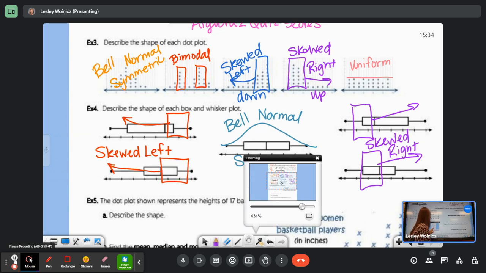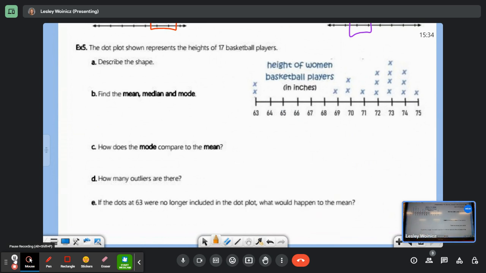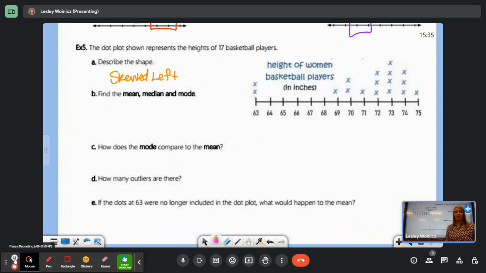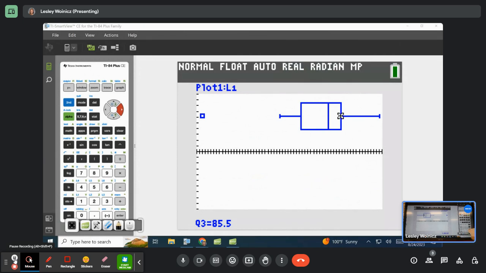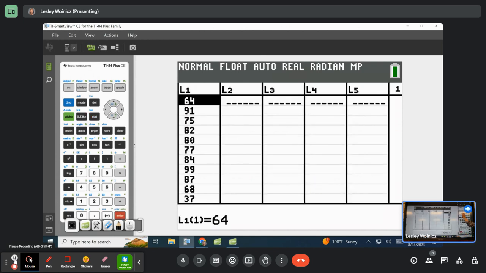Okay. This should also be a review problem-ish. Describe the shape. Skewed left. Okay, we're going to find the mean, median, and mode. So we can put all of these values in the calculator. So I'm going to stat, to edit, clear list 1. Now be careful, you're putting in 63 twice.